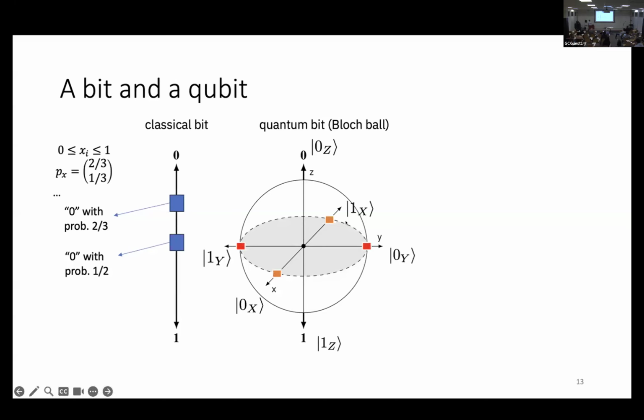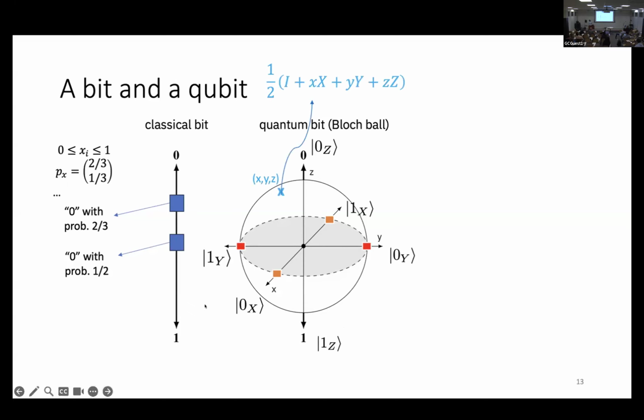And you see, the 0 and 1 actually correspond to the North Pole and South Pole, right? But if you see it as a 3-dimensional ball, there's nothing special about the North Pole and South Pole. You can get 0 and 1 in the X basis, the Y basis, or any basis you want. So there are infinite ways to represent 0 and 1.